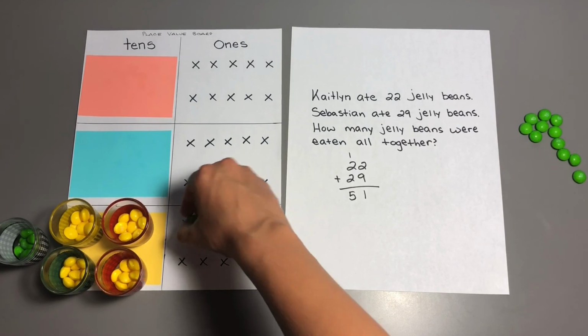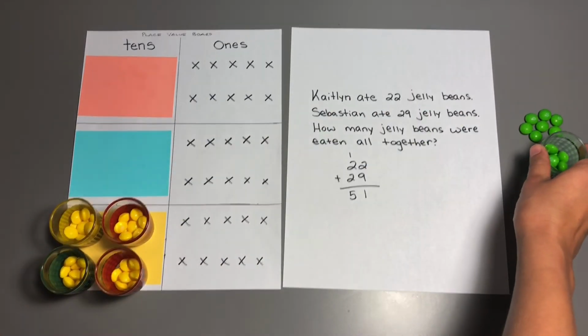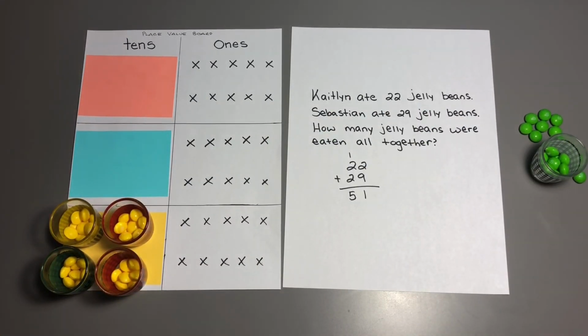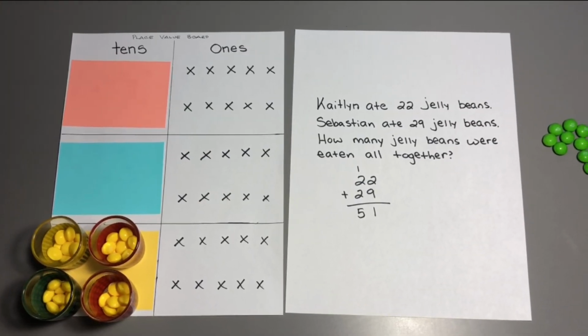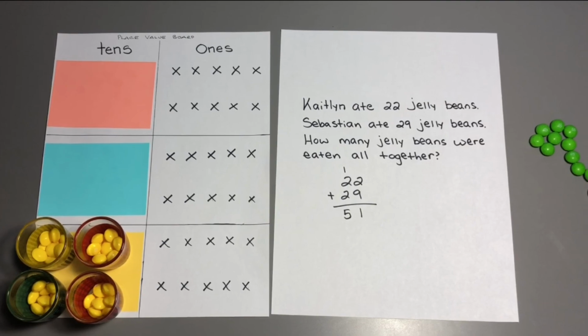All right, that is our place value addition, and we have one more thing left to do, and that is to eat all of our Skittles. All right, have fun, everyone. And in our next class, we will be learning about place value subtraction.